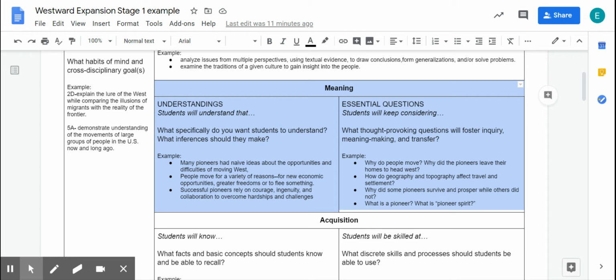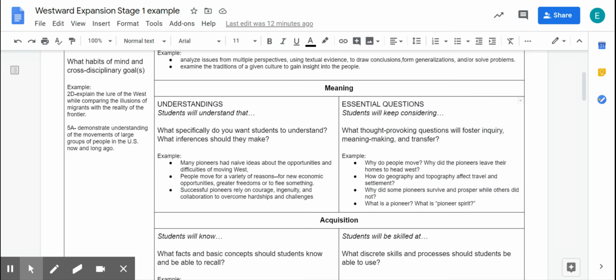In the Westward Expansion unit, we want students to understand that many pioneers had different opportunities and different difficulties of moving west, that they moved for different reasons, that some were successful, and they had to have courage and they had to collaborate to overcome those hardships and challenges.